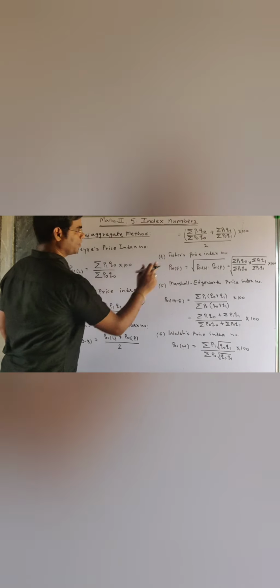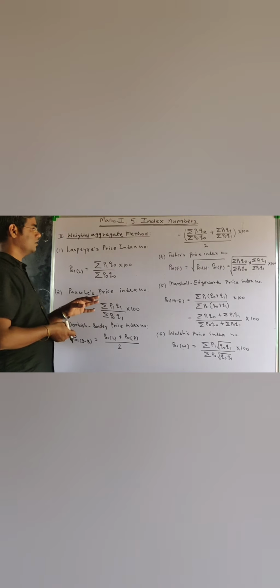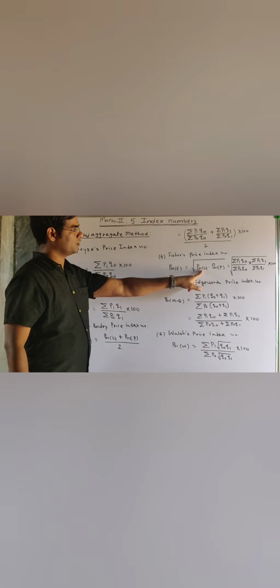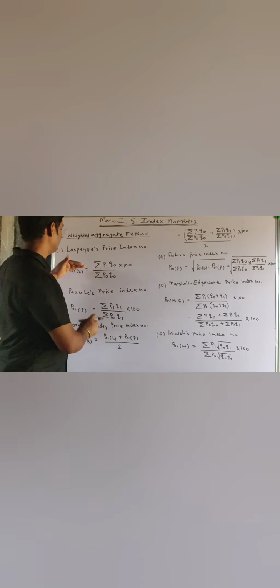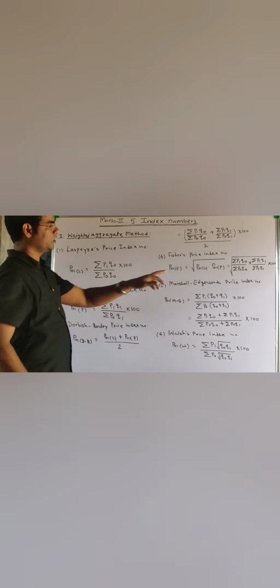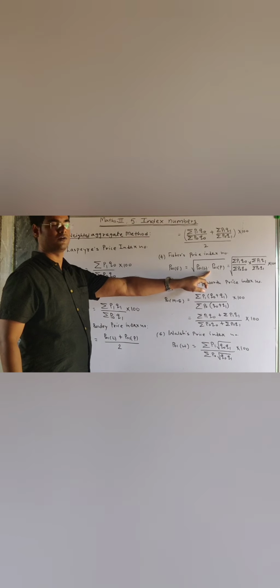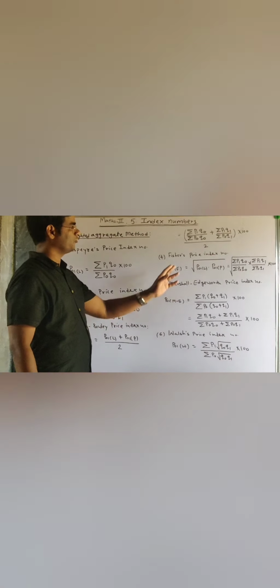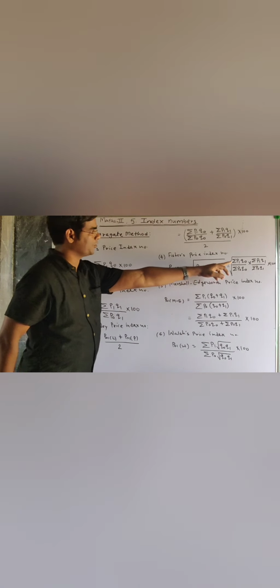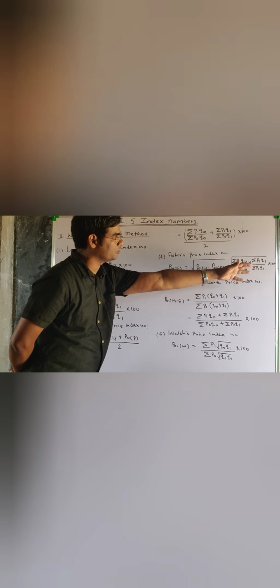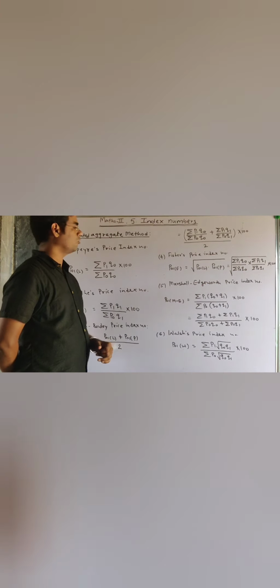So here the Fisher price index number is what? The Fisher price index number is the geometric mean, meaning the square root of P01L into P01P. Find the Laspeyres price index number and the Paasche price index number, multiply these two price index numbers and take the square root. So it becomes the Fisher price index number. Written down, the formula is the square root of summation of P1 Q0 upon summation of P0 Q0 into summation of P1 Q1 upon summation of P0 Q1, into 100 which we have taken common.